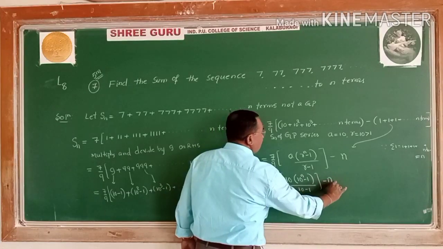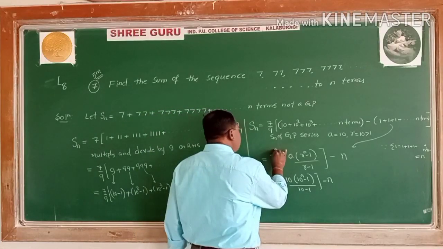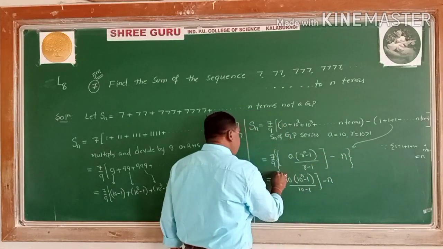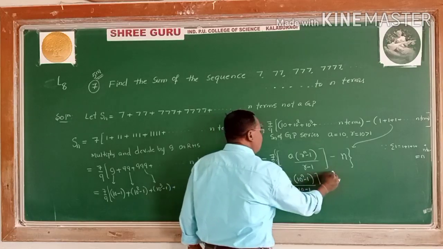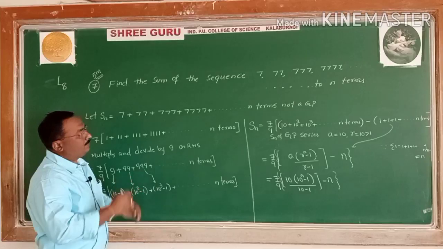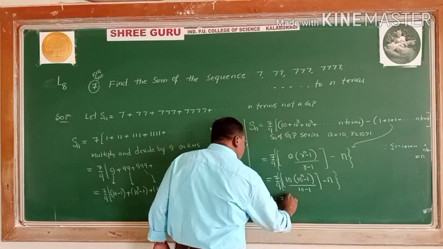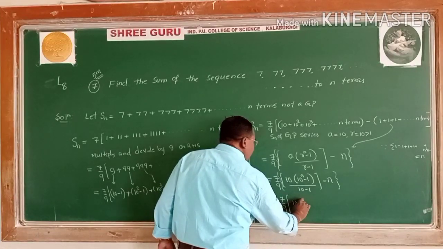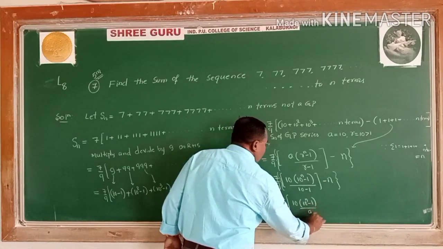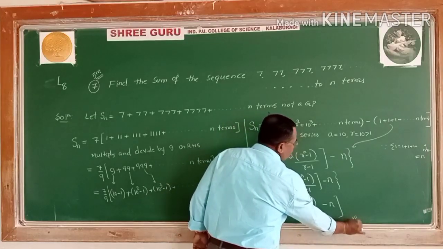You will make a mistake here. 7 by 9 is common for both. Understood? 7 by 9 for both. Next, it is equal to 7 by 9 times 10 to the power n minus 1 divided by 10 minus 1, minus n. This is the formula for Sn.